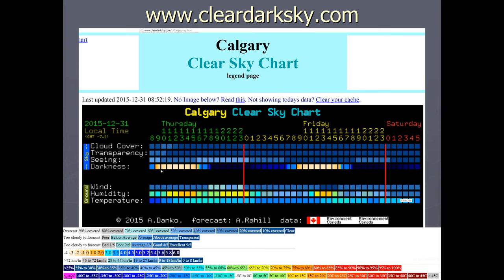And then the next one is darkness. When it is daytime, it is not dark, no good. But when it gets dark, it is almost black color. So it's very dark, so it's very good. And then down below, we have the wind, the humidity, the temperature. But the upper four rows, that's the most important. So please spend some time to learn how to read this clear sky chart and use it and check the sky before you go out, okay?